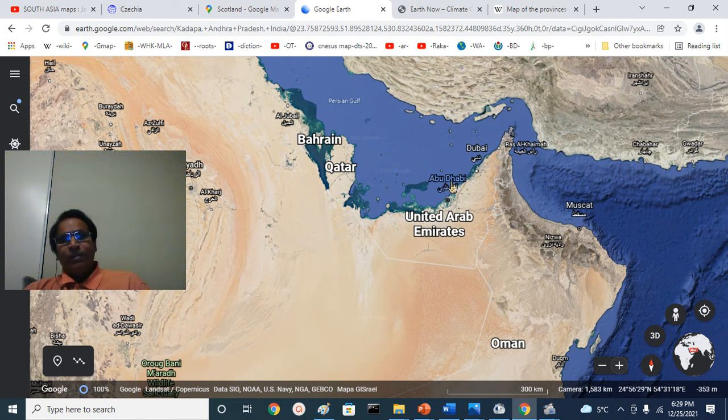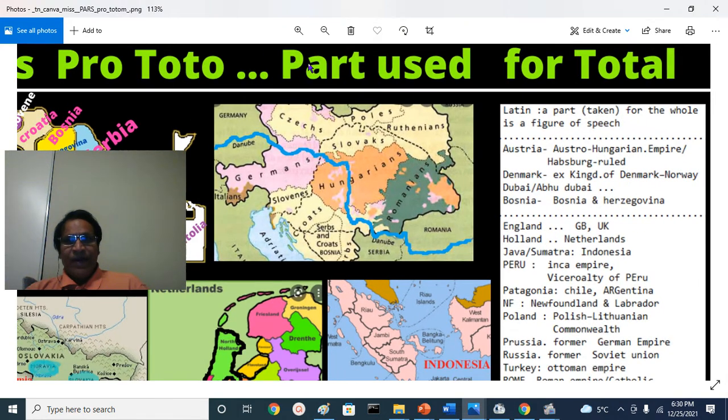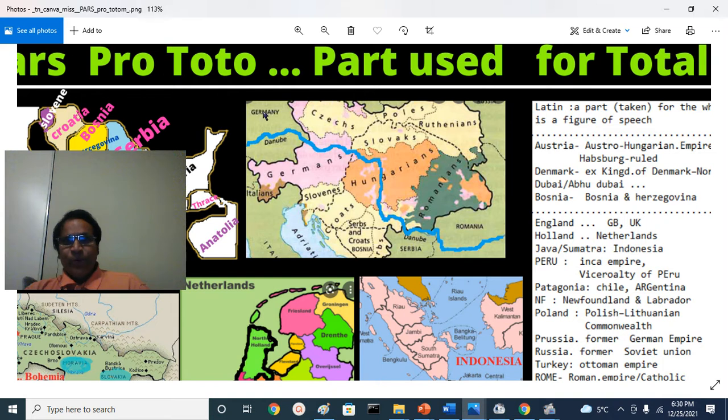When people use Abu Dhabi or Dubai, that means Abu Dhabi is a part, Dubai is a part, but a well-known part. When they say Dubai, that is a pars, people use it for the entire Emirates. UAE, that means a pars, a part called Dubai, a small part of the Emirates, is used for the totem, the total, United Arab Emirates. A part, Dubai or Abu Dhabi, is used to represent the totem, pars pro toto.